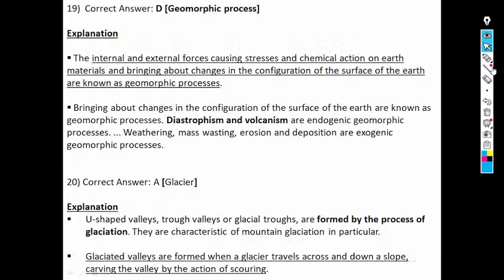A U-shaped valley is formed by a glacier. U-shaped valleys, through valleys and glacial troughs are formed by the process of glaciation. There are characteristics of mountain glaciation in particular. Glaciated valleys are formed.